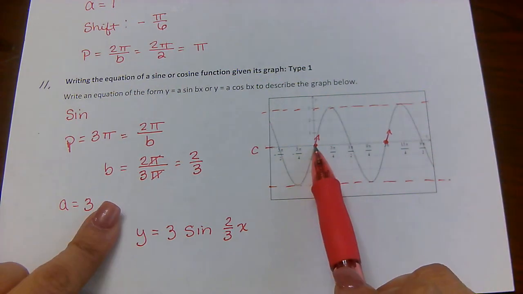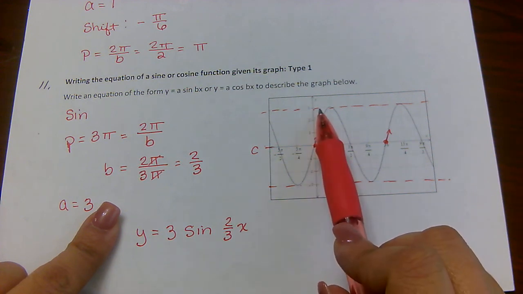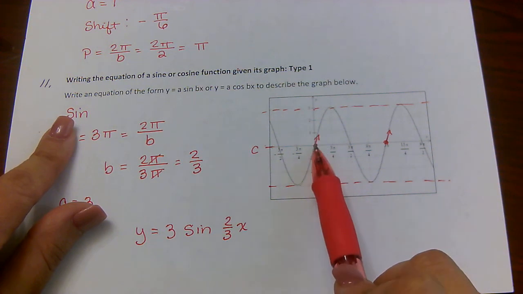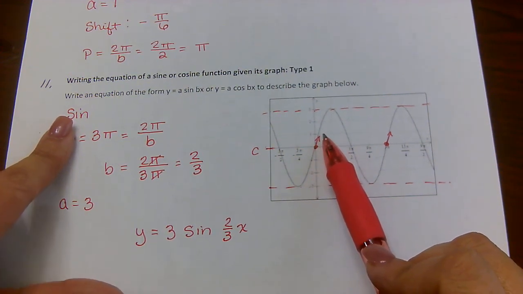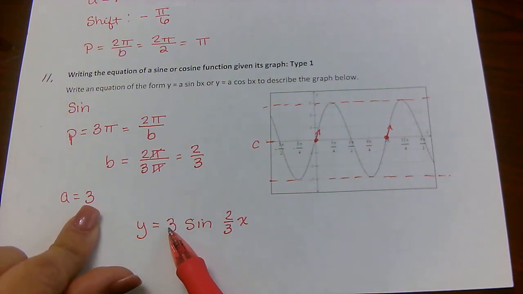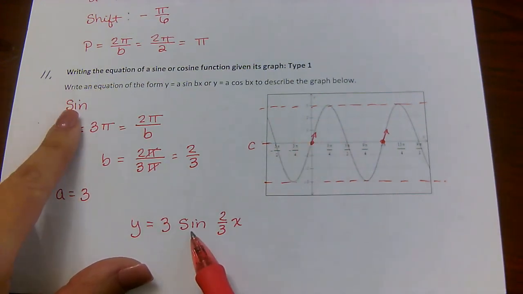Okay. X is equal to 0. Does it start at the bottom or the top? If so, you use cosine. If it starts in the center, we're going to use sine. Since this starts in the center and it's going in an up direction, there's no reflection. So I can say A is 3, positive 3, because there's no reflection. We're using the sine function.